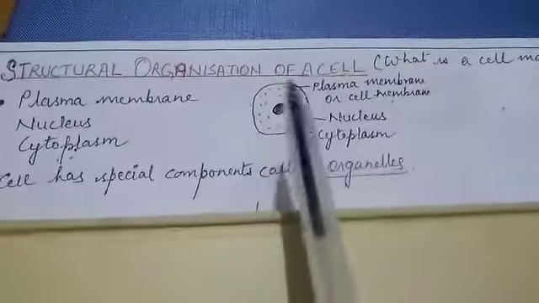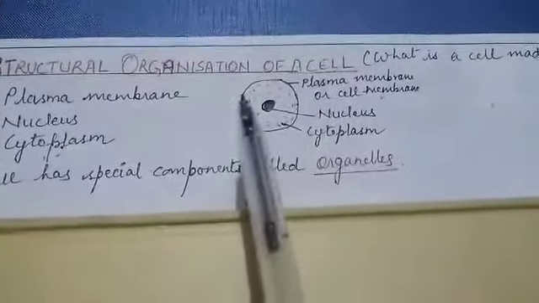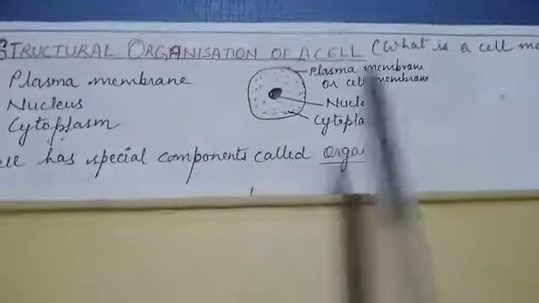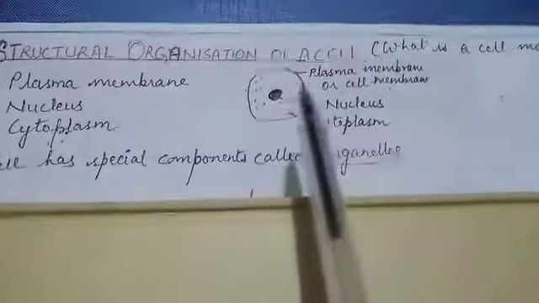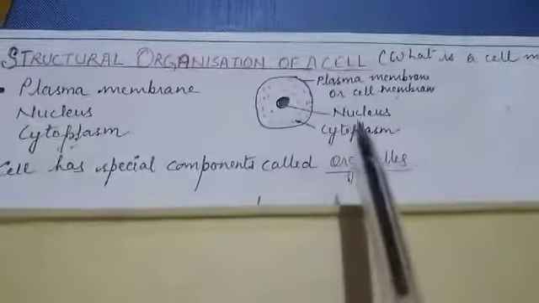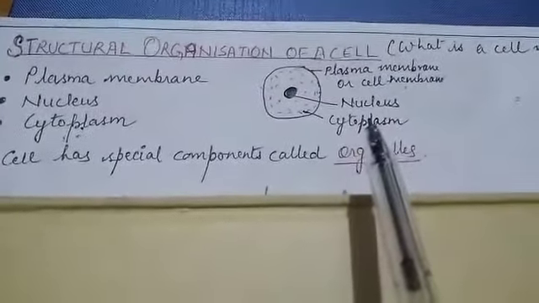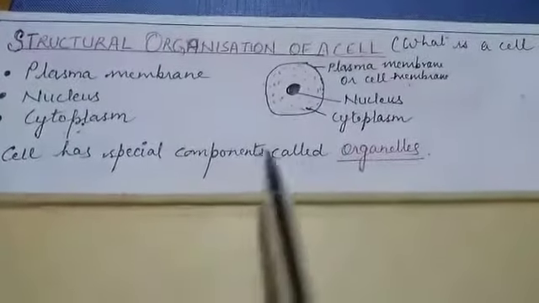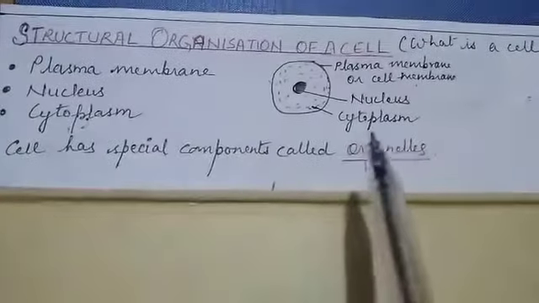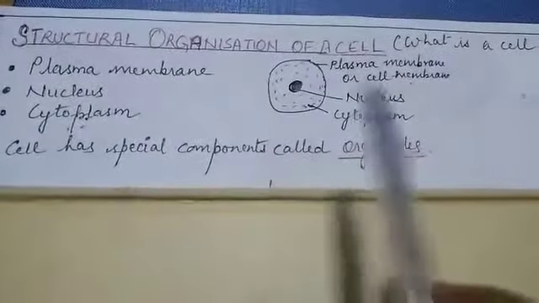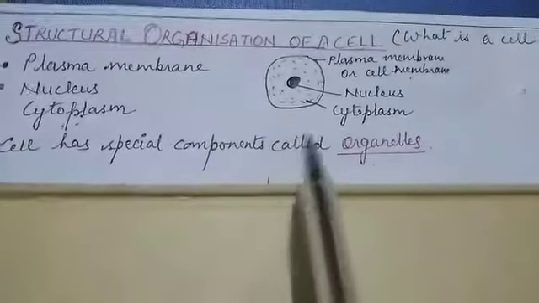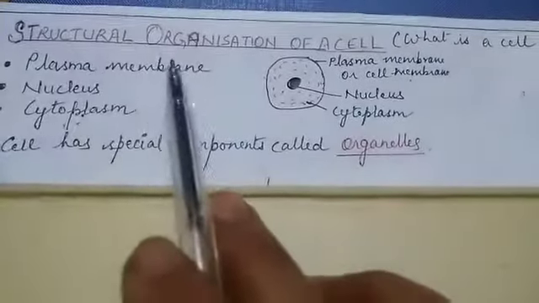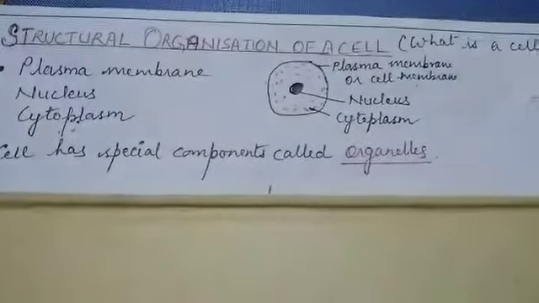Now, this is the general structure of a cell. You can see the outermost layer is the plasma membrane. It is also called the cell membrane. In the center, you can see the nucleus and the fluid known as cytoplasm. Besides these, a cell has special components called organelles, which may differ in a plant cell or an animal cell. Some of the organelles may differ, but these basic features are common to all cells.